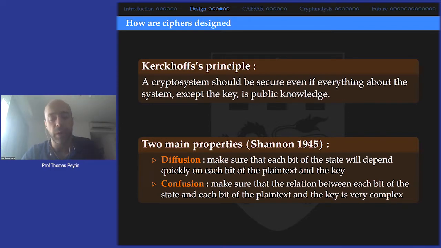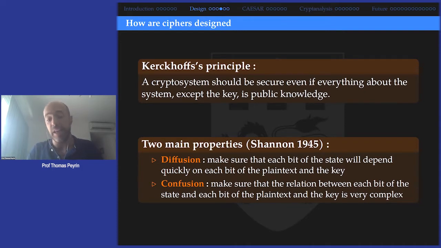Now, when you want to design ciphers, there are two properties that you really want from the cipher. This is quite old, it dates back to Claude Shannon in 1945. These are diffusion and confusion. These are the two building properties that you want in your cipher. So what's the idea of diffusion? Diffusion is basically, if I take the plaintext and I make a small modification, I just flip one bit of my plaintext, what I want to see on the output, on the ciphertext, is a lot of bits flipped, randomly. I want some random behavior, basically.